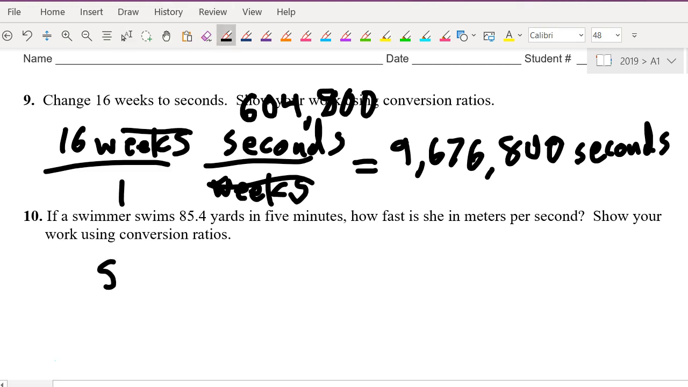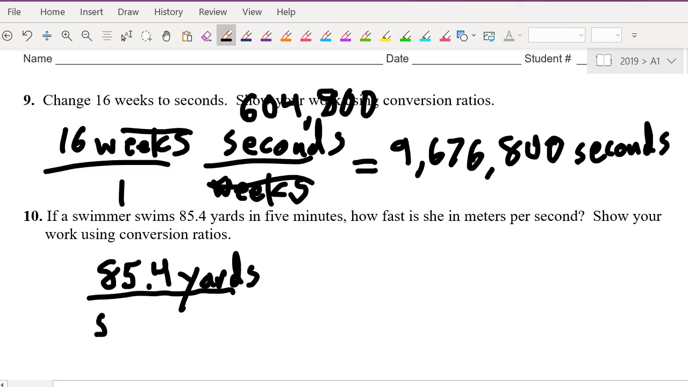85.4 yards. What do I write? 85.4 yards in 5 minutes. Okay, so I write yards, and then what do I do? Meters. 5 minutes, so under will be 5 minutes. Okay, now what? We're finding out how many meters you can swim per second. So, 2 things. First, let's do the yards, because that's easiest. Okay, so yards. Where do we put yards? We're going to put yards in diagonal, so that's going to be in the denominator, because that's how you cross cancel.